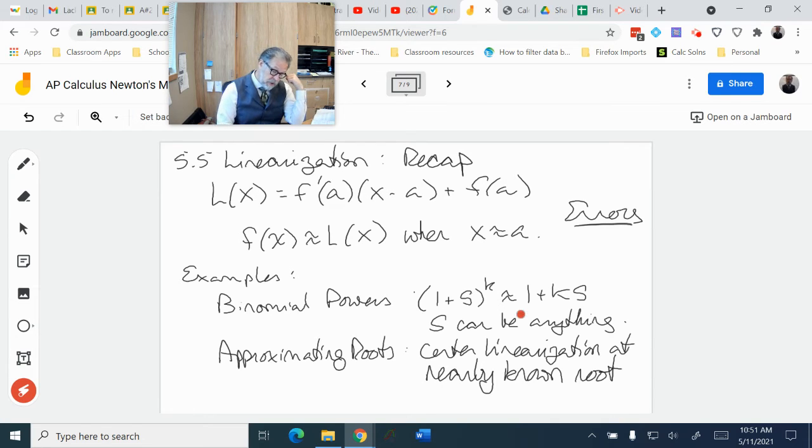We also approximated roots, and in order to approximate roots, we said, well, let's pick a known root that's near the one that we're interested in. An example was the square root of 123, and we said, hey, look, we know the square root of 121 is 11. Let's center our linearization right there at x equals 121.